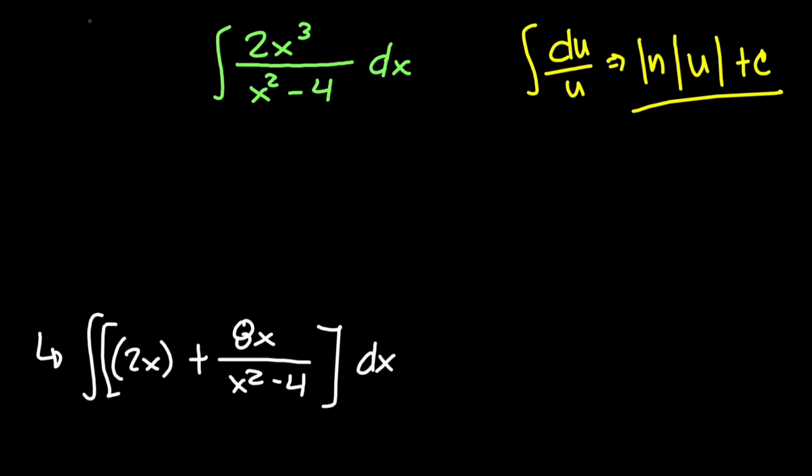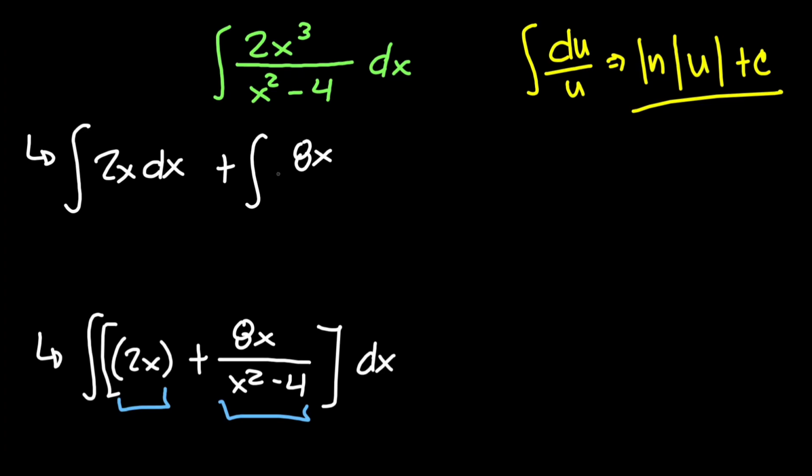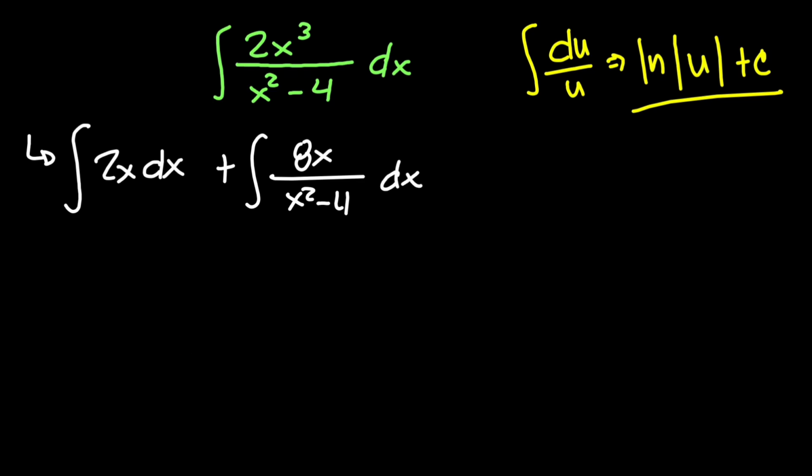First, let us split this integral into two parts. This is the first and this is the second, separated by an operator of addition. So this would be the integral of 2x dx plus the integral of 8x over x squared minus 4 dx. So take the integral of the first part first. This would be equal to 2x squared over 2.